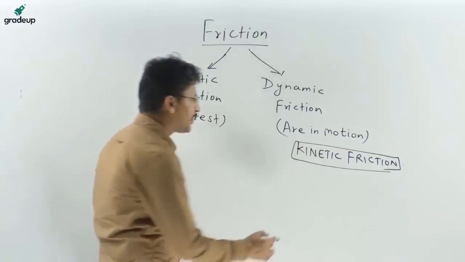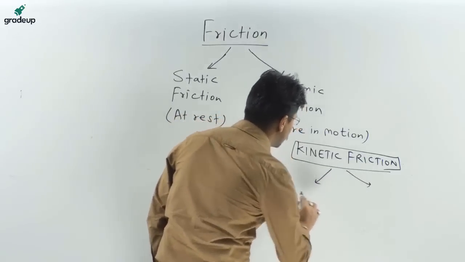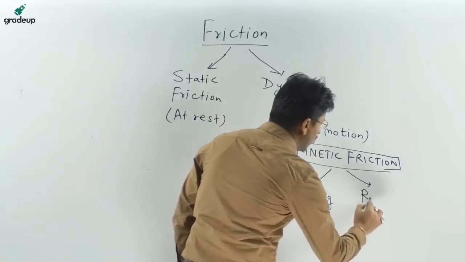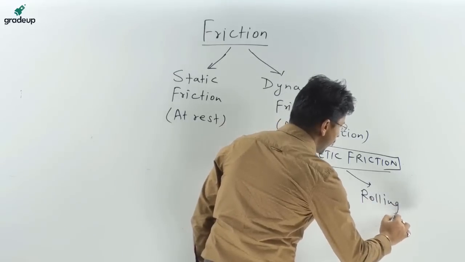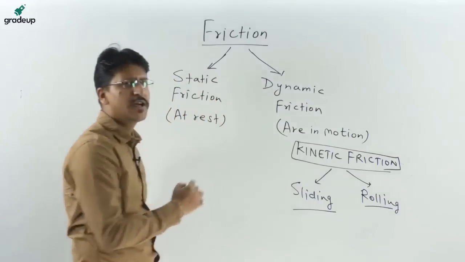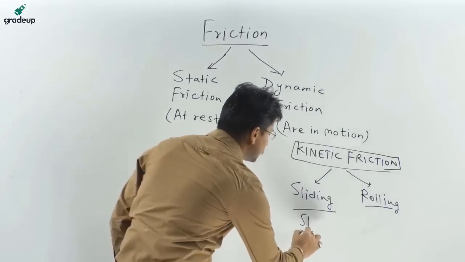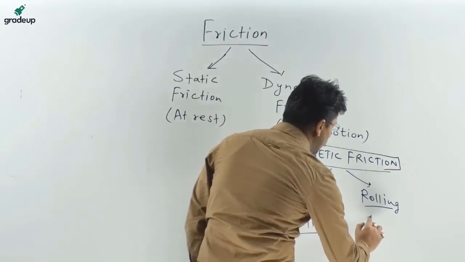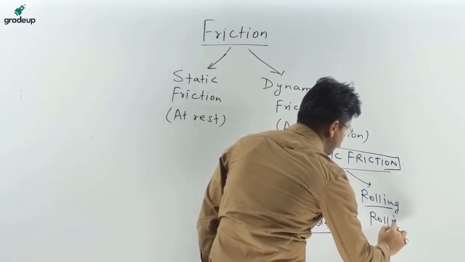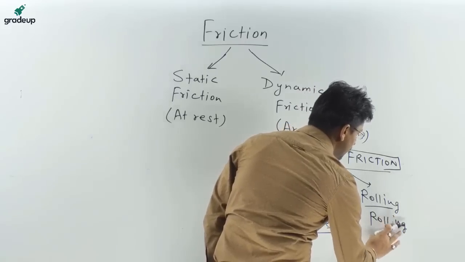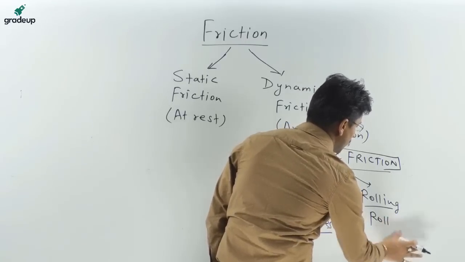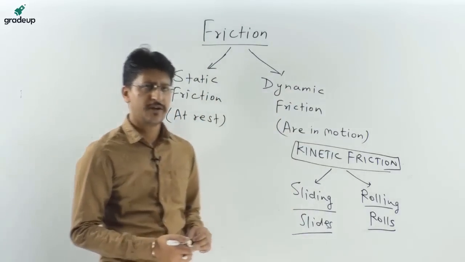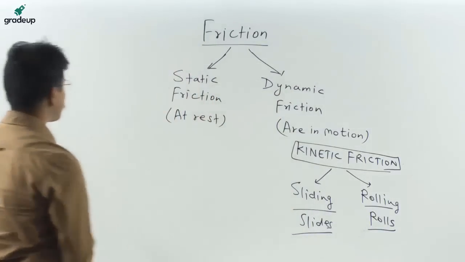Okay, and this kinetic friction is further divided into two parts: one is sliding friction and the other is rolling friction. Sliding friction is when the bodies slide over each other, and when the bodies roll, there is rolling friction. And the sliding friction is higher than the rolling friction. You must know that. Okay.